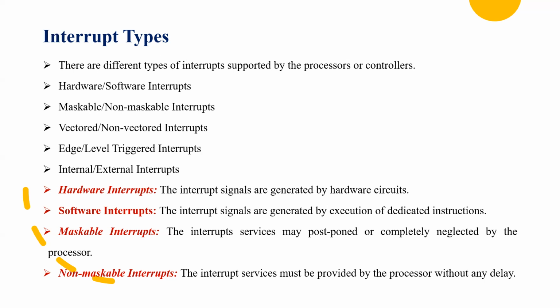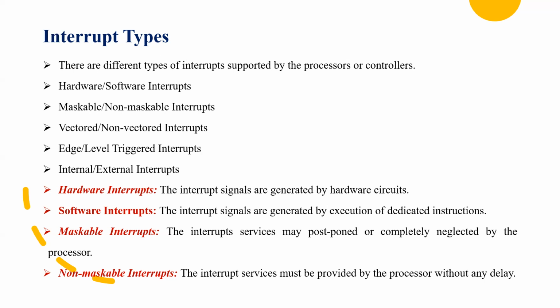The second variety is software interrupts. Basically, these interrupts are generated by execution of some dedicated instructions. These instructions change from processor to processor. In the case of 8086, the interrupts can be generated by execution of an instruction called INT n, where n is from 0 to 255, because our 8086 supports 256 interrupts. Here, software interrupt means an interrupt can be generated by execution of some dedicated instruction.